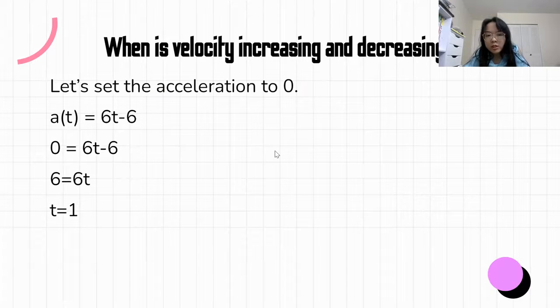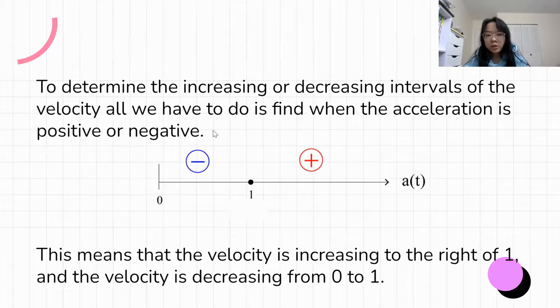So when is velocity increasing and decreasing? To find this, first let's set the acceleration to 0. Setting it equal to 0 gives us 0 = 6t - 6, and after solving for t, we get t = 1. To determine the increasing or decreasing intervals of the velocity, all we have to do is find when the acceleration is positive or negative. This means that the velocity is increasing to the right of 1 and the velocity is decreasing from 0 to 1.